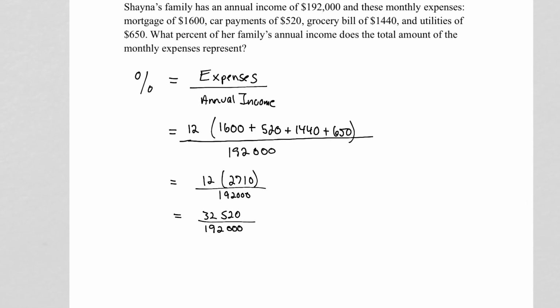Then we can simply type that into our calculator. 32,520 divided by 192,000, and we get about 0.17, which would be 17%. So 17% of Shayna's family's annual income is spent on monthly expenses. That's not bad if you ask me.